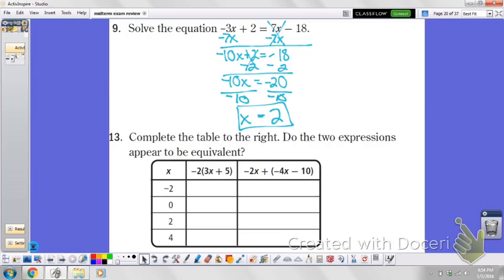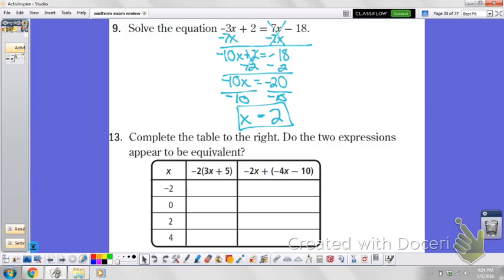Number 13, I have to complete the table, and I have to find out if the expressions appear to be equivalent. So again, all I'm doing is substituting these x values into each of my expressions. And I'm going to look to see if the values of the expressions here and here are going to be the same. If they all match up, then they are equivalent. If they do not, then they are not equivalent.